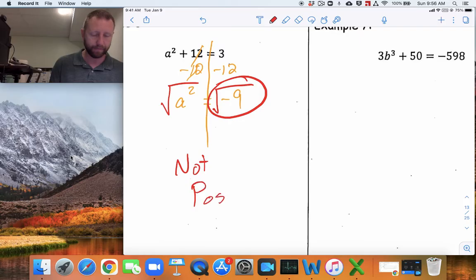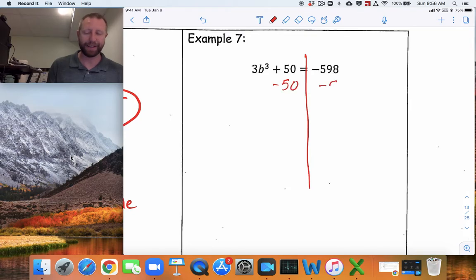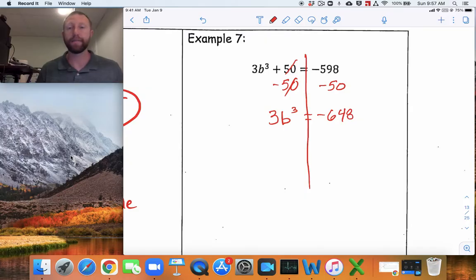Now for this example, notice it's different, right? It's b cubed, so it kind of gives it away what's going to happen here. I draw my wall. It's another three-stepper. I subtract 50 from both sides. I get 3b cubed is equal to negative 648. And then divide both sides by 3.